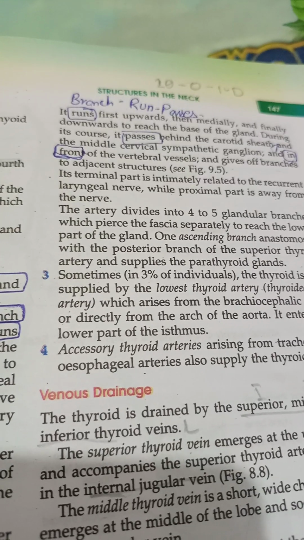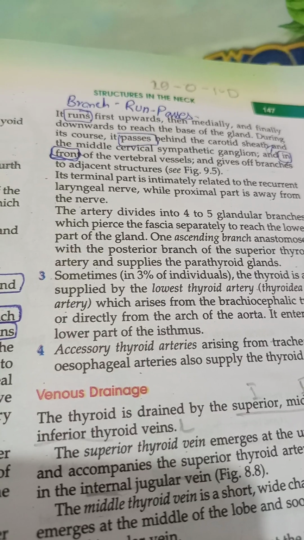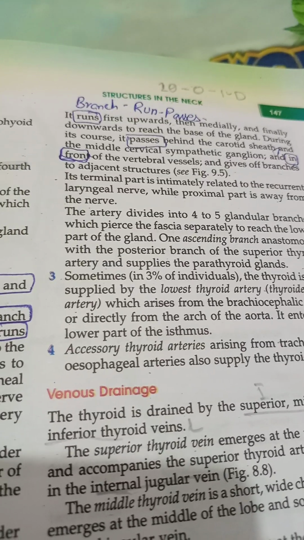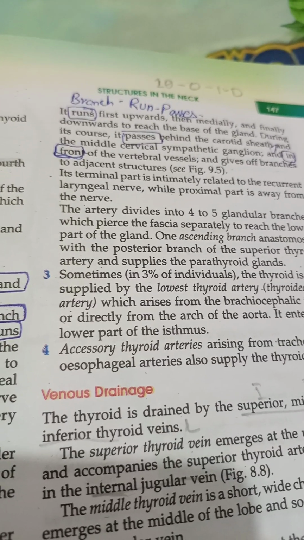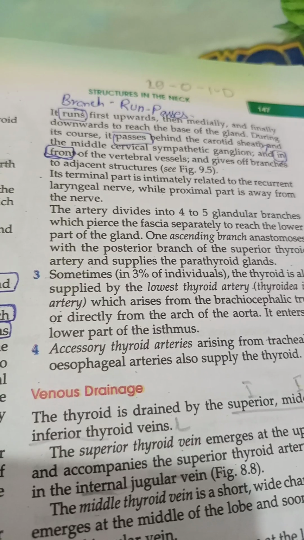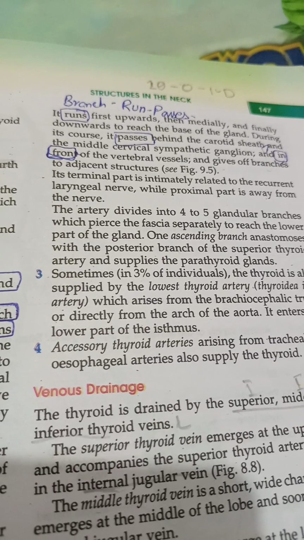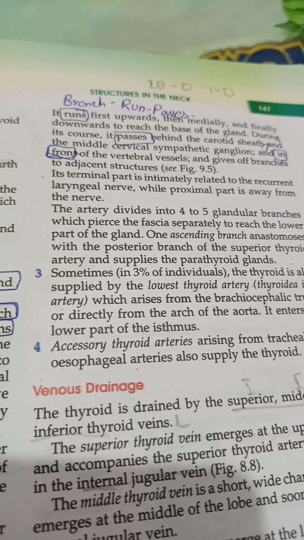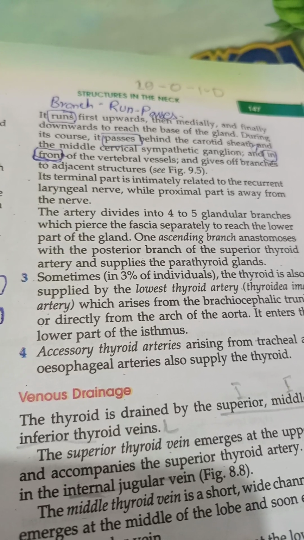Before giving branches to the adjacent structures, it passes behind the carotid sheath and middle cervical ganglion, and in front of the vertebral vessels. It runs first upward, then medially, and finally downward to reach the base of the gland. During its course, it passes behind the carotid sheath and the middle cervical sympathetic ganglion, in front of the vertebral vessels, and then gives off branches to the adjacent structures.